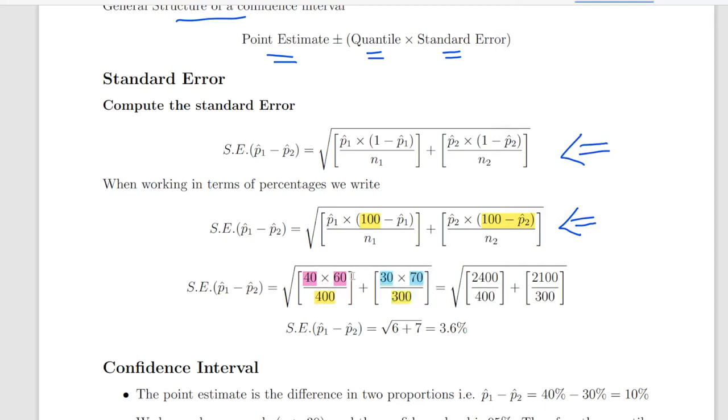Okay, so that's our two calculations. 40 times 60 divided by 400, that is 2,400 divided by 400. And 30 times 70 divided by 300, that is 2,100 divided by 300. Okay, good. So that is 6 plus 7 essentially. 2,400 divided by 400 is 6. 2,100 divided by 300 is 7. So the standard error is essentially the square root of 6 plus 7, which is great that we picked such nice numbers to work with. Okay, so that's the square root of 13, which we're going to just call 3.6%.